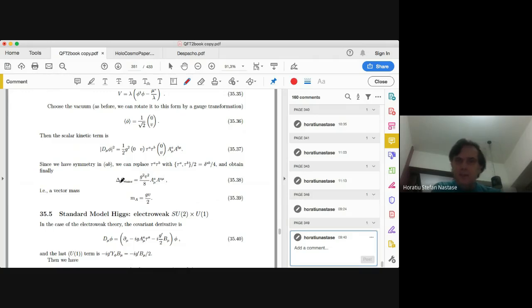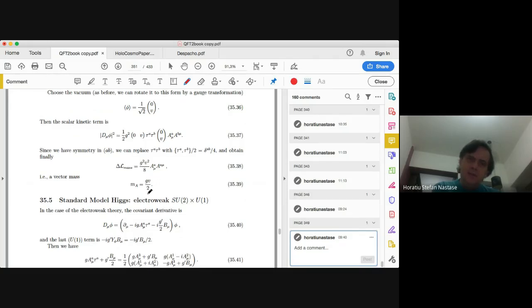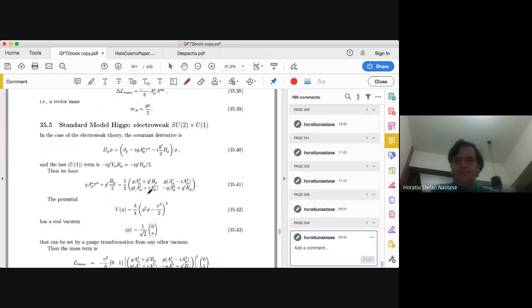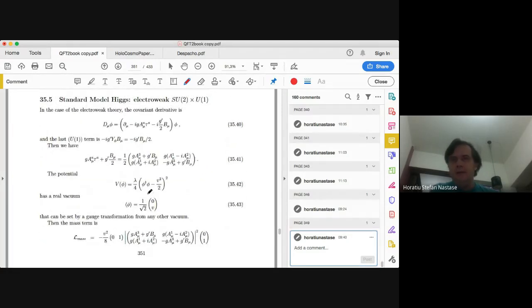So all in all, we get this mass term, which is g squared v squared over 8, A mu A mu. So that means that the vector mass is gv over 2. Okay, let's finally go to the standard model. Standard model Higgs.